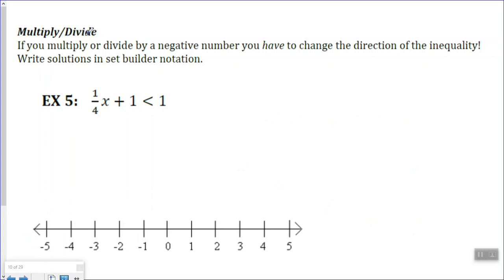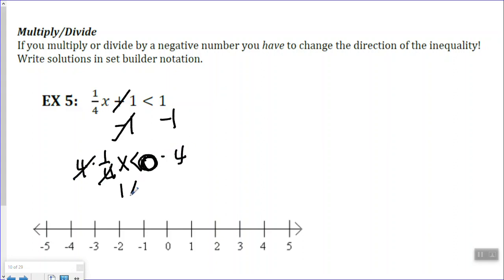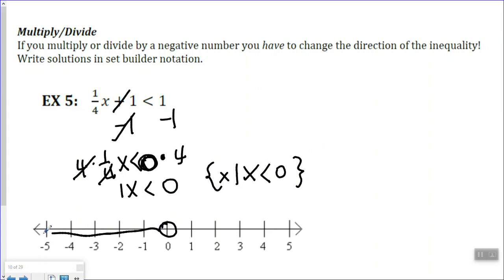Now multiplication and division. If you multiply or divide by a negative number, you have to change the direction of the inequality. Write solutions in set notation. So 1 over 4 x plus 1 is less than 1. Subtract 1 on each side. Bring down 1 over 4 x, less than 1 minus 1 is 0. And then you have to multiply by 4. So 1x is less than 0 times 4, which is 0. So x is less than 0. In set notation, x such that all the x values are less than 0. So open circle, less than.